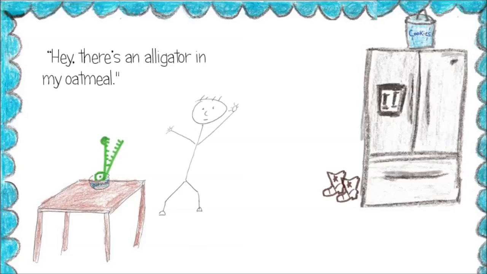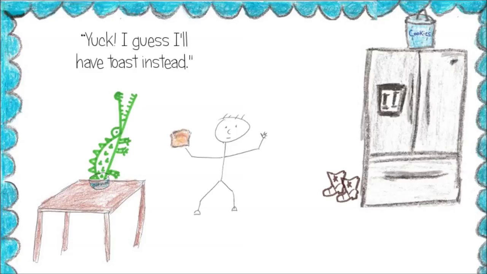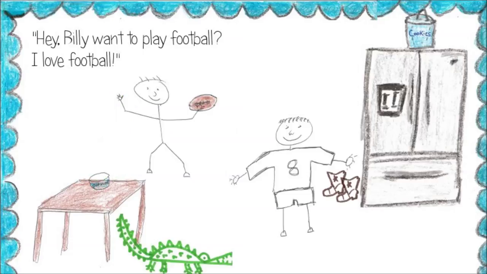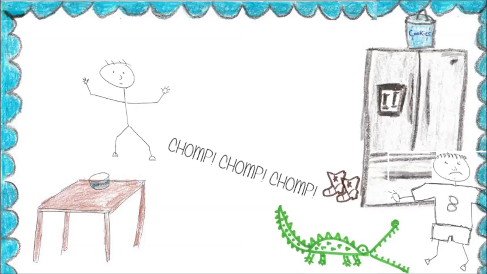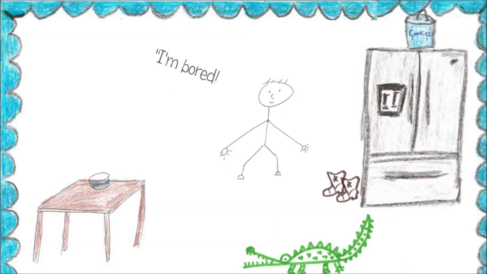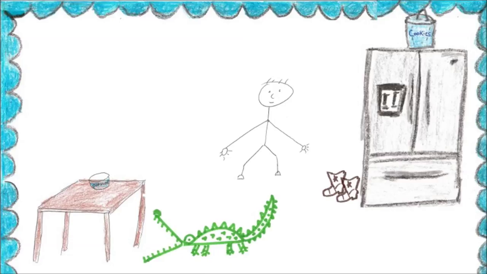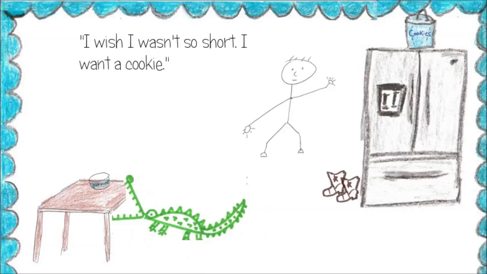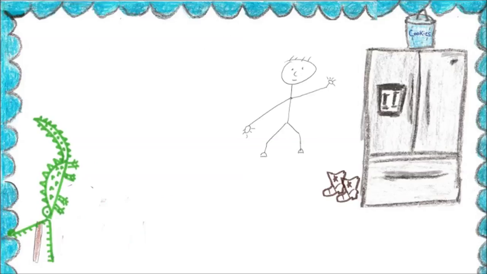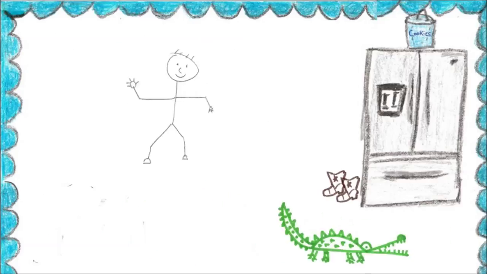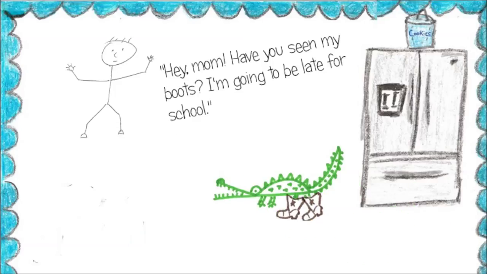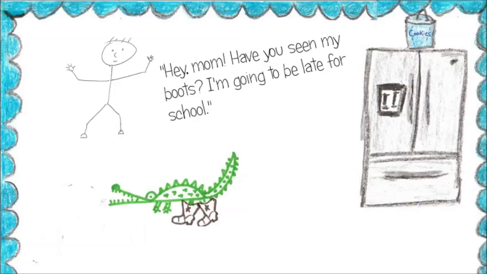Hi, Martin. Hey, there's an alligator in my oatmeal. Yuck. I guess I'll have toast instead. Hey, Billy, want to play football? I love football. Chomp, chomp, chomp. I'm bored. I wish I wasn't so short. I want a cookie. Oh, no! I almost forgot I need to practice for the dance competition. Twirly twirl, twirly twirl. Hey, Mom, have you seen my boots? I'm going to be late for school.